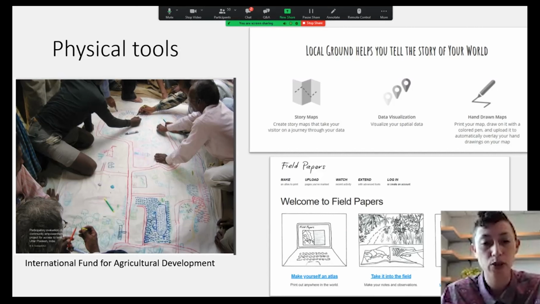They both allow you to print out your paper map, do the participatory mapping on paper, and then upload a photo of the map back into the website for easier digitization. And I'll be explaining more about how Field Papers in particular works in one of my case studies.